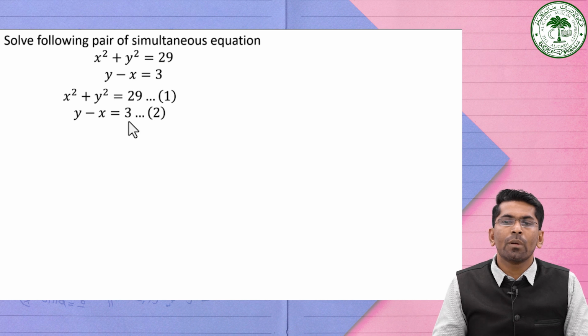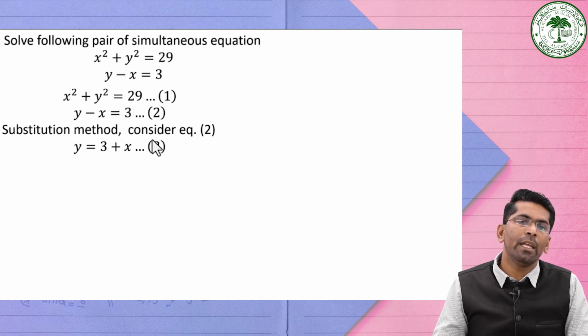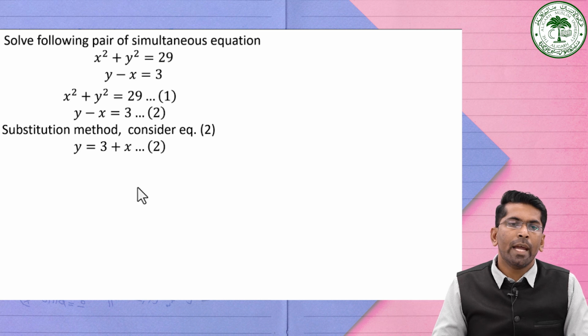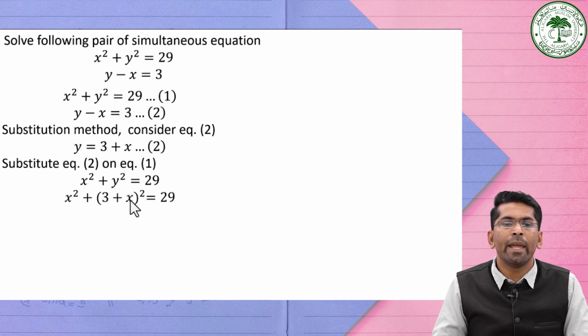Now we are going to convert equation number 2. We are solving for y, so this equation will become y is equal to 3 plus x, because it is minus x, so we are adding x on both sides of the equation. So it will become y is equal to 3 plus x. Now we can substitute this y is equal to 3 plus x into equation number 1. So it will become x square plus, instead of y square, we substitute 3 plus x whole square, which is equal to 29.